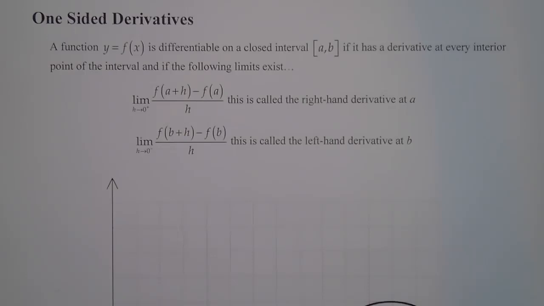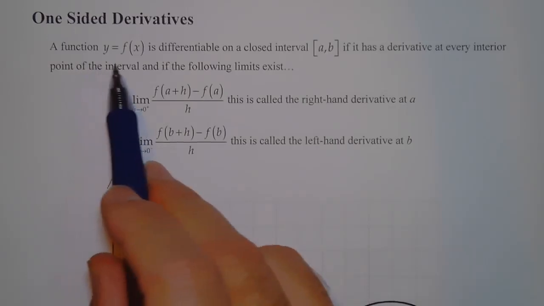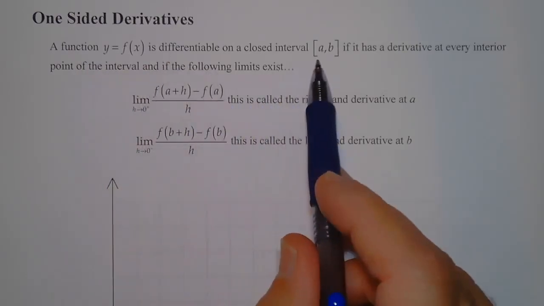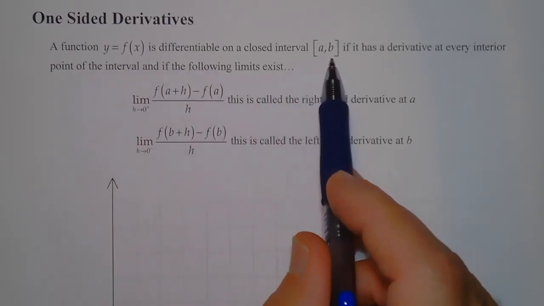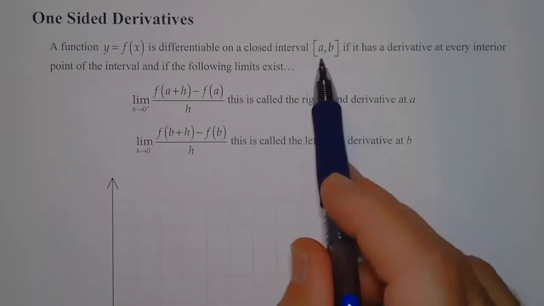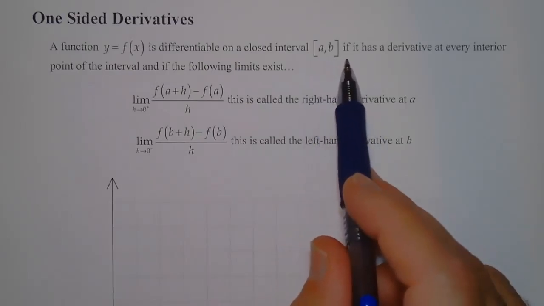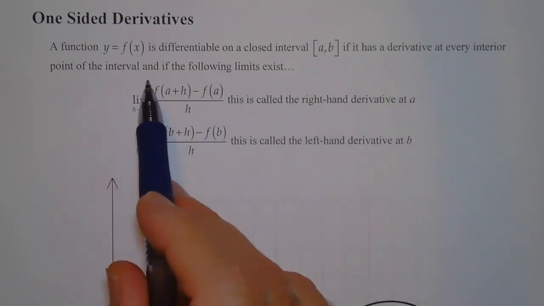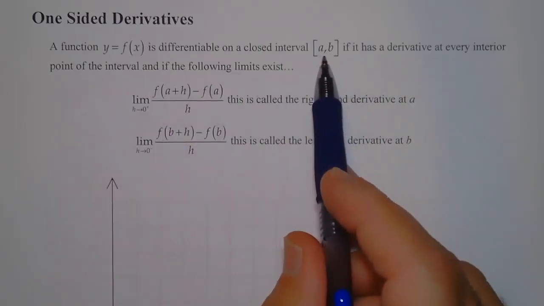We're now going to move into what's called one-sided derivatives, okay? A function, any function, we say it's differentiable on a closed interval from a to b, so start and stop, and closed dots on both. So that means it has endpoints, if it has a derivative at every interior point of the interval. So every point in here, we can take the derivative.